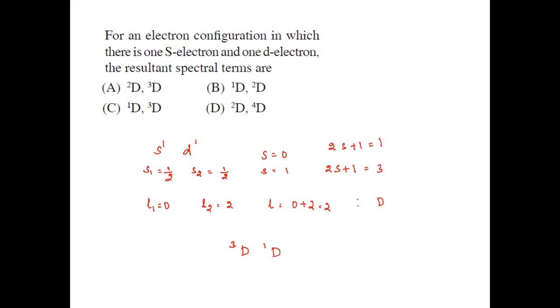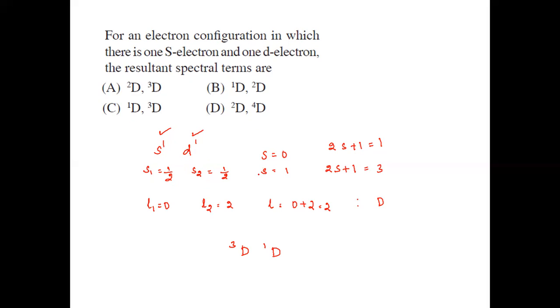For the electron configuration in which there is one s electron and one d electron, what are the resultant spectral terms? For this configuration, we have one electron in the s orbital and one electron in the d orbital. The spin of each electron is taken as 1/2. Both can be plus 1/2, or one is plus 1/2 and the other is minus 1/2, or both can be minus 1/2.